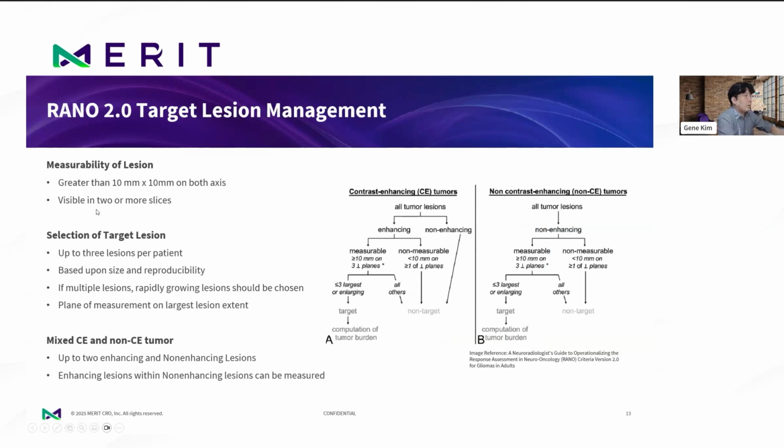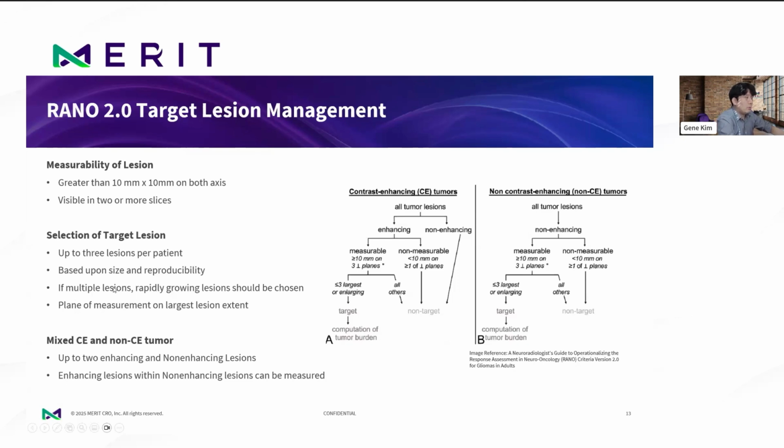Okay. Target lesion management in RANO 2.0, there are some updates, and some of the measurability requirements still stay the same. Bidimensionally, greater than 10 millimeters in both axes should be a requirement, and visible in 2 or more slices. And the selection of the target lesions can be up to 3 lesions per patient, and this should be based upon size and reproducibility.